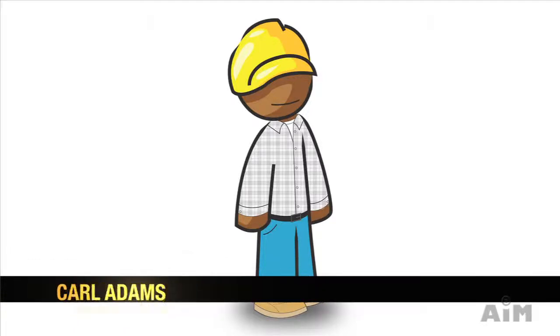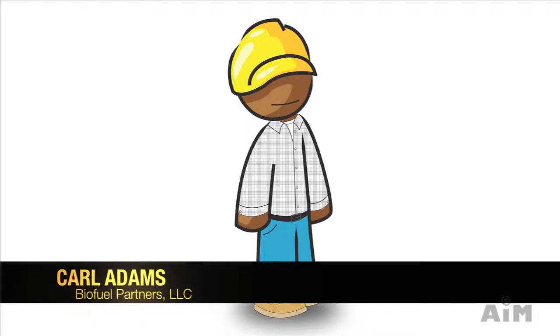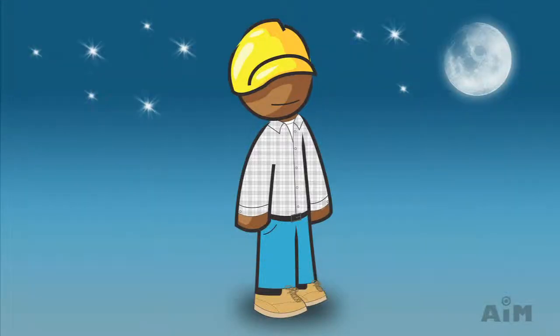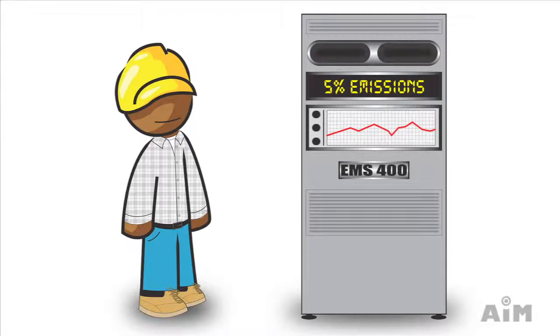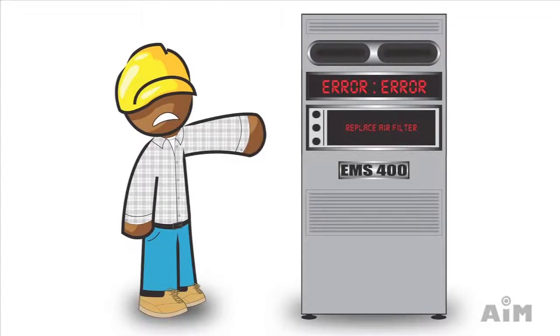Meet Carl. Carl works for a fictional company called Biofuel Partners LLC. He is the night shift floor manager, and tonight is most unfortunate because the EMS 400 machine on Carl's floor stopped operating due to a filter failure, and he now has to try to fix the problem.